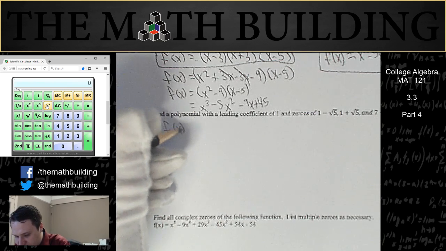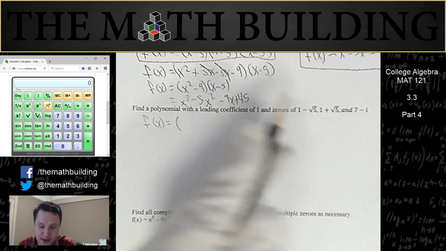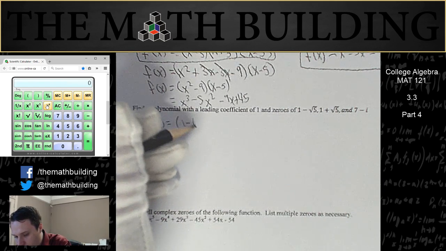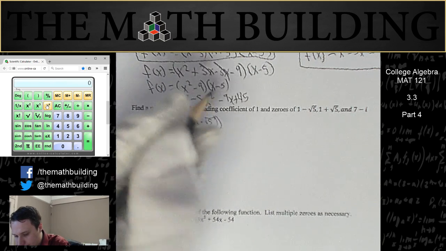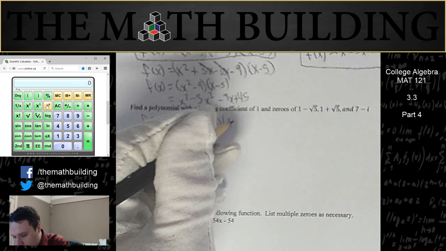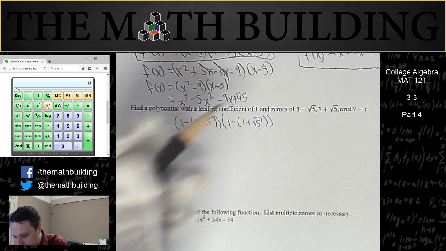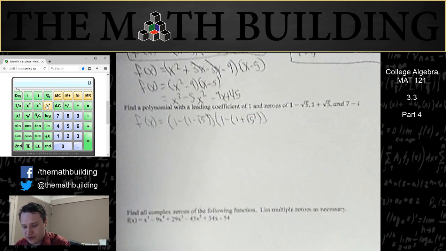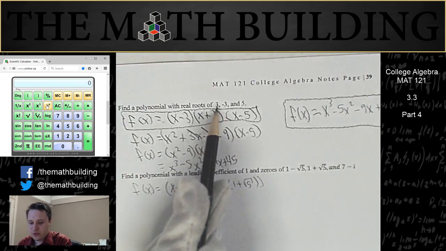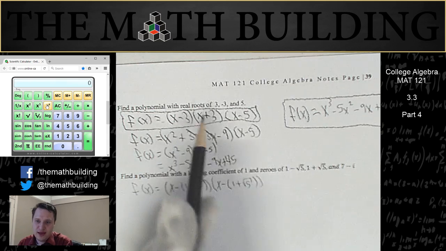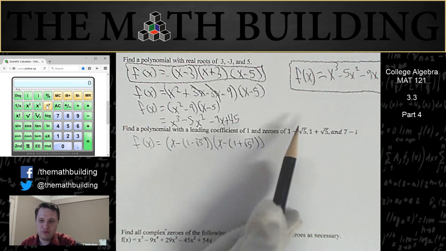It would be f of x is equal to, now, I need to do 1 minus all of this, okay? So it's going to be 1 minus all of 1 minus root 5. And 1 minus all of 1 plus root 5, okay? Does that make sense? I'm sorry, not 1 minus, x minus, my mistake. So just like when we had a root of 3 and I had to do x minus 3, if I have a root of 1 minus root 5, I got to do x minus all of 1 minus root 5.